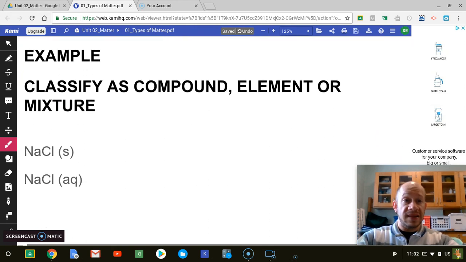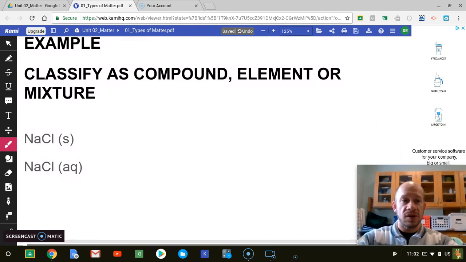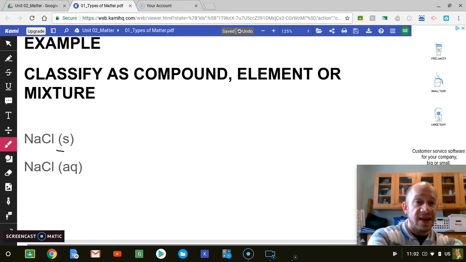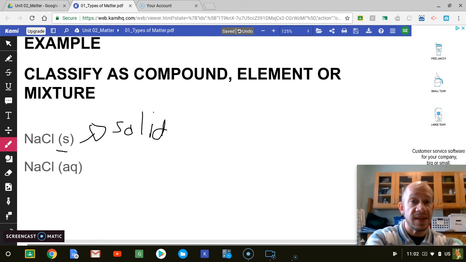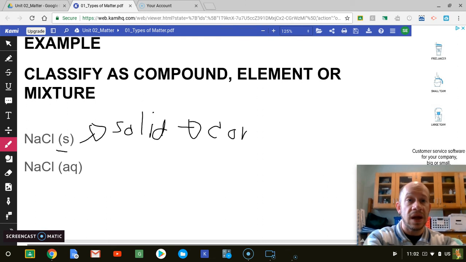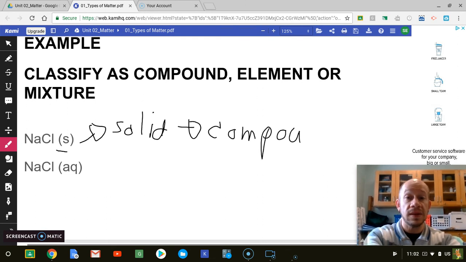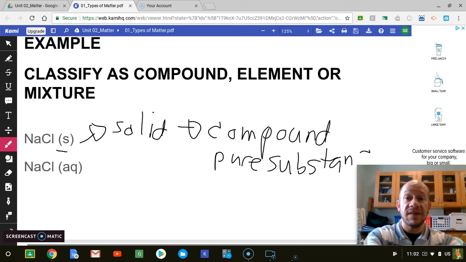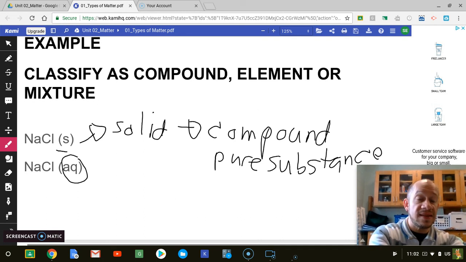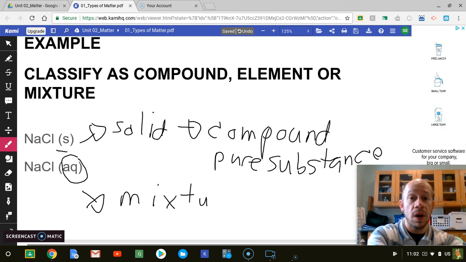So quickly classify as a compound, element, or mixture. NaCl (s): this s denotes that it's solid. If I have it written as a solid, that just tells me that it is all by itself. This is a compound, and a compound would be classified as a pure substance. On this second example, I have NaCl (aq), which tells me it's dissolved in water. Therefore, this is a mixture. I have the sodium chloride mixed with water.